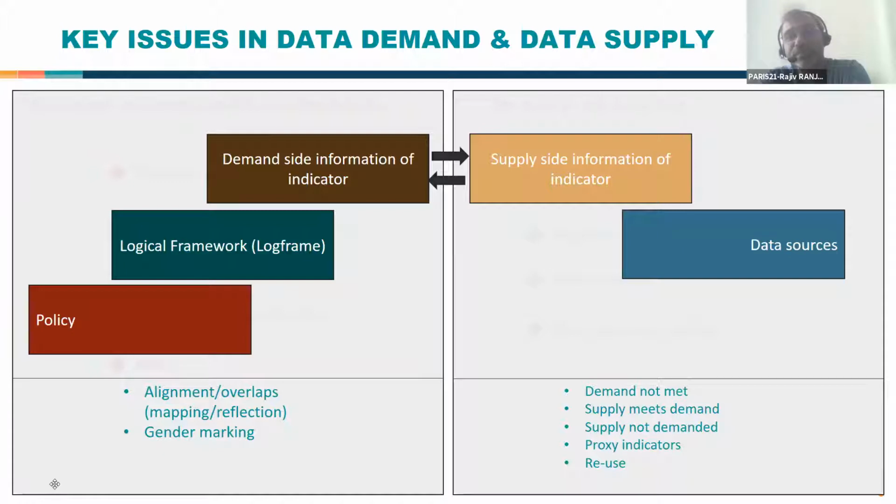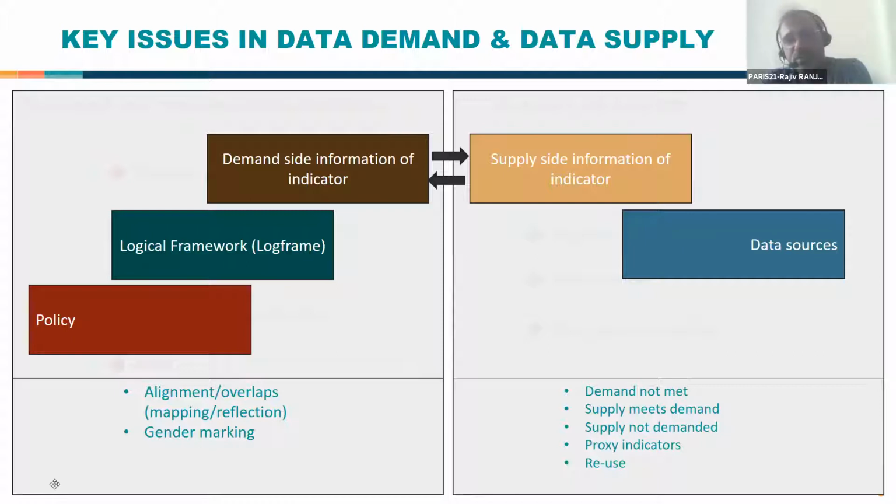On the supply side, it allows us to see the demands which are not met, supplies which meet the demand, and also supplies which are not demanded. So there may be some indicators that the national statistical system is producing which are not required in any policy document, or maybe it is not captured. So it is important to also identify those supplies which are not demanded.